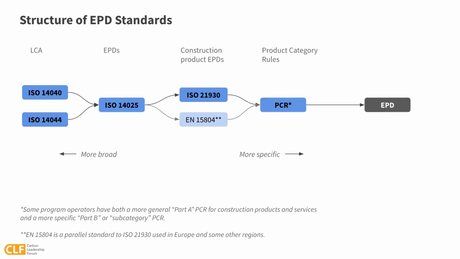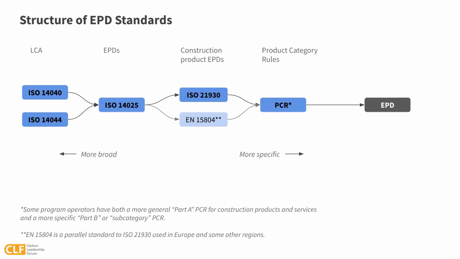I mentioned that EPDs are standardized documents. The key standards that govern EPDs are shown here, going from more broad on the left to most specific on the right. ISO 14040 and 14044 provide the principles and framework for all LCA, as mentioned in the Intro to LCA module. ISO 14025 provides rules for environmental declarations of many sorts, including EPDs. Notably, this standard requires third-party verification for consumer-facing EPDs. ISO 21930 serves as the core rules for EPDs of construction products and services in North America.